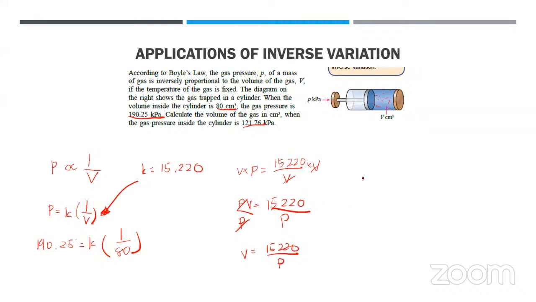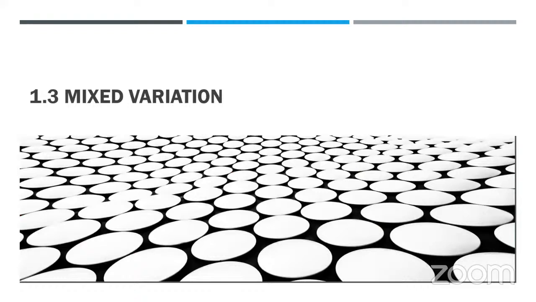Now you can find the volume. So V is equal to 15,220 divided by 121.76 kilopascals. So if you put that in a calculator, you will get 125 centimeter cubic because it's volume. Please make sure to remember to put your units because it's imperative that you do so. So now we're going to move on to topic 1.3, which is mixed variation.